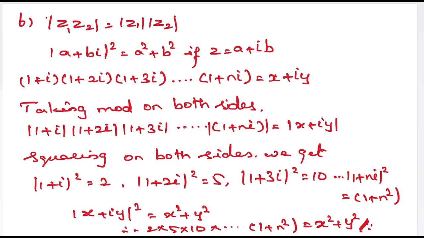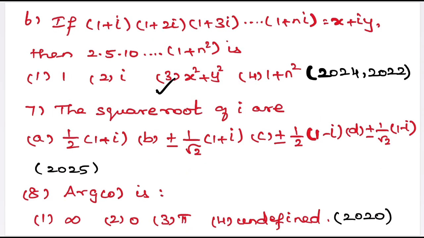Then you substitute here. You get 2 into 5 into 10 into etc. 1 plus n square is equal to x square plus y square, which is the solution of this problem.